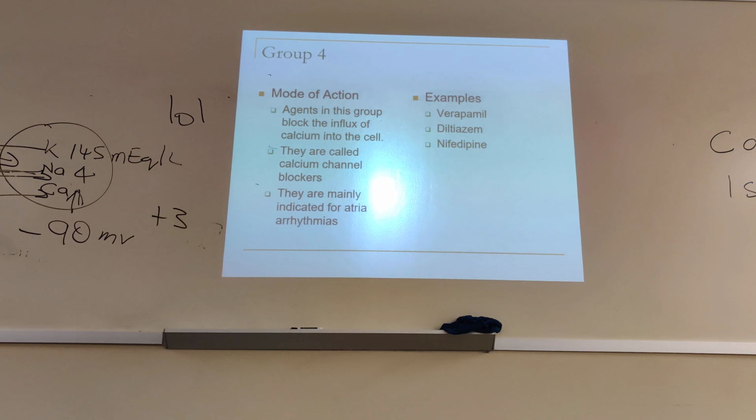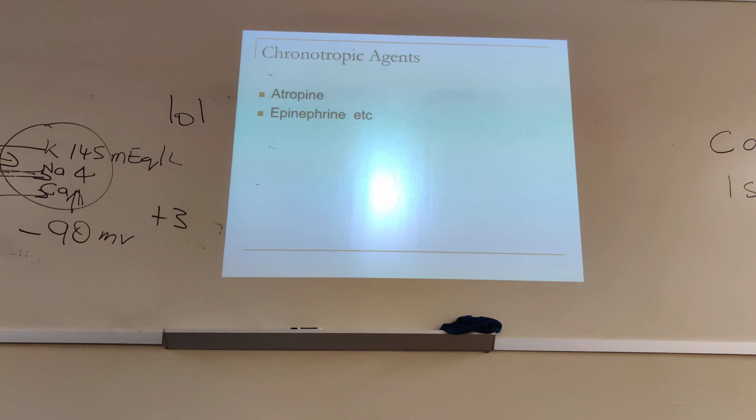Okay. Here's atropine. Okay. It's an anticholinergic agent. It increases the activity of the SA node. It causes the SA node to fire at a faster rate. Okay. It's also a bronchodilator, if you don't forget that.